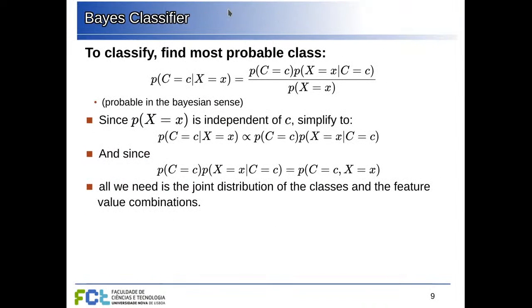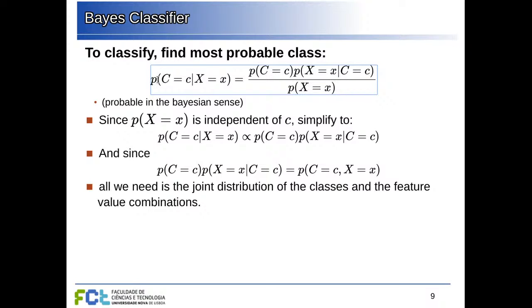So let's look at the Bayes classifier. We're going to use this rule, this relation, to try to find the class that is most probable, in the Bayesian sense, the one for which we find the largest probability for our data. So this is the relation between the two. The probability of belonging to a class, if it has some features, can be given by this expression. But note that the prior probability of any point having those particular features does not depend on the class. This is just the marginal probability of the features.